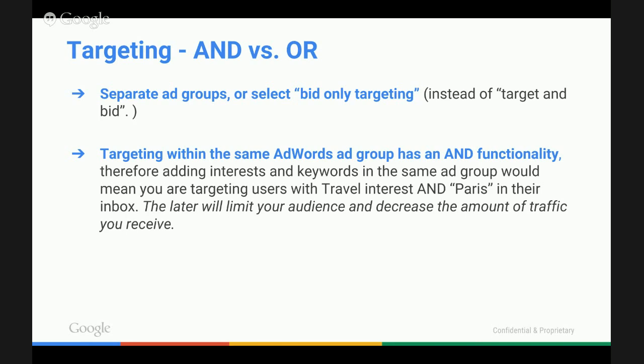We would suggest you separate ad groups or select bid only targeting instead of target and bid, because the targeting within the same AdWords ad group has an "and" functionality. So adding interested keywords in the same ad group, actually it's not interest anymore, that would be topics and keywords in the same ad group. It would just mean that you're targeting users with travel interest and Paris in their inbox. So the latter will limit your audience and decrease the amount of traffic that you are receiving.